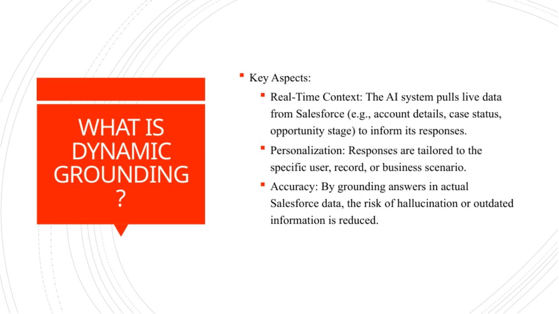This ensures the AI's responses are not only relevant, but also reliable. Overall, dynamic grounding is about making AI interactions more precise, relevant, and trustworthy by continuously connecting to live data. It's a vital part of creating smarter, more effective business tools that truly understand the current context.